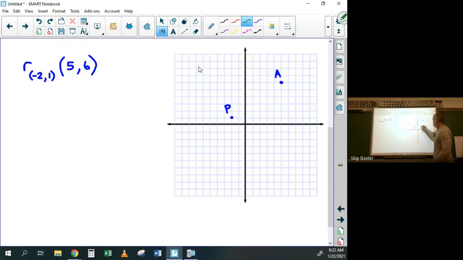Basically, I'm going to go from here to there. So from there to there, I'm really going down 5 and over 7. So to get to the image point, I'm just going to go down 5 and over 7 again. Right down, right? 1, 2, 3, 4, 5, 6, 7, yeah. Great. So the image would end up being right there, A prime.